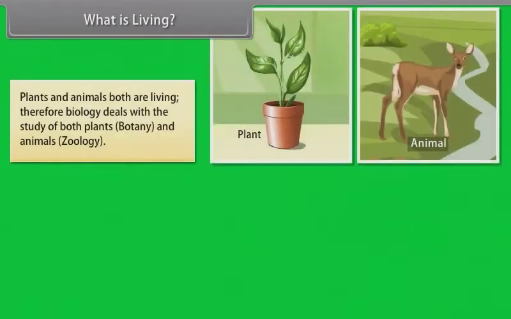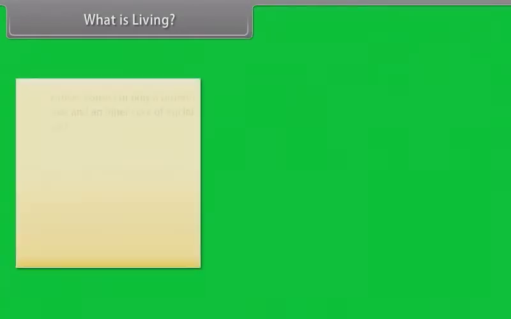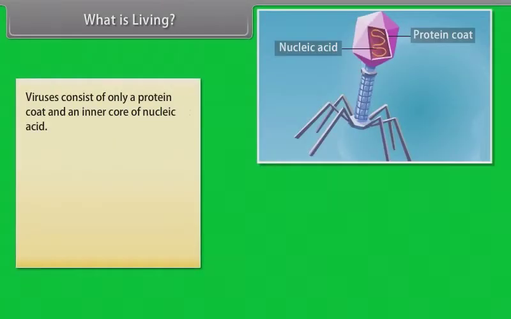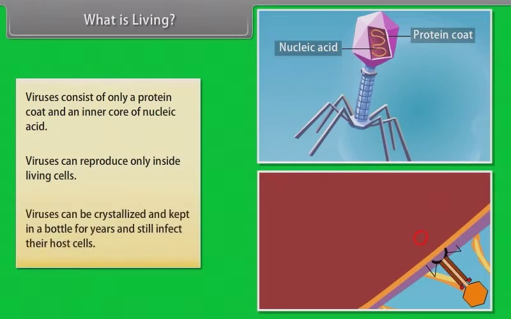Plants and animals both are living, therefore, biology deals with the study of both plants, botany, and animals, zoology. Virus is an intermediate link between living and non-living. Viruses consist of only a protein coat and an inner core of nucleic acid. Viruses can reproduce only inside living cells. Viruses can be crystallized and kept in a bottle for years and still infect their host cells.